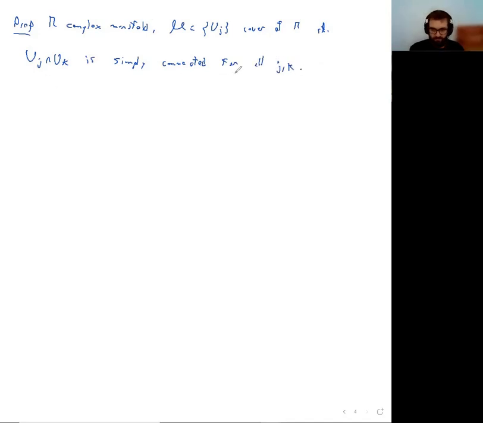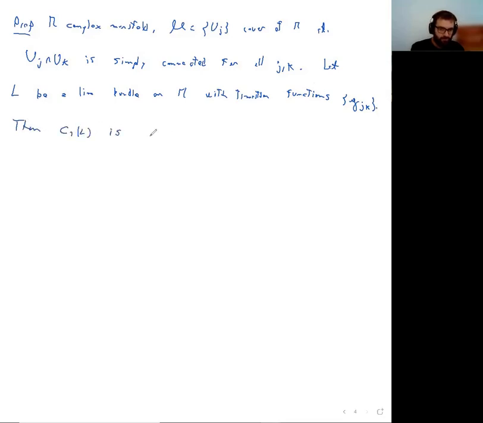For all j, k such that this is not empty. So we take a line bundle on M with transition functions g_jk. Then the first Chern class is represented by an element with 3 indices in a suitable Čech cohomology group.